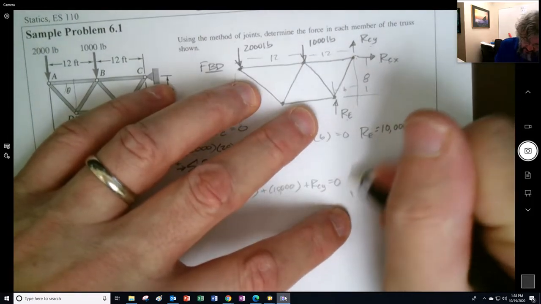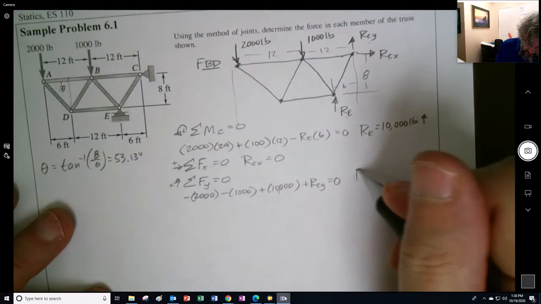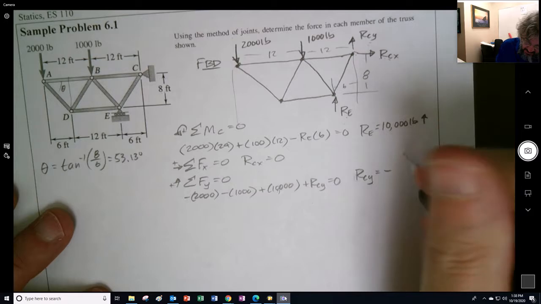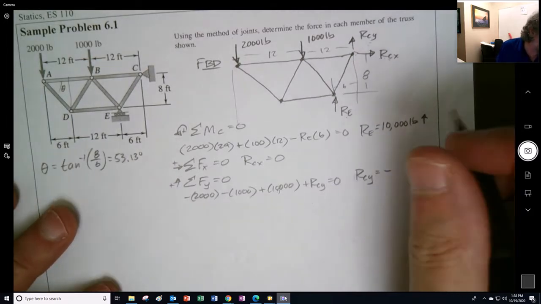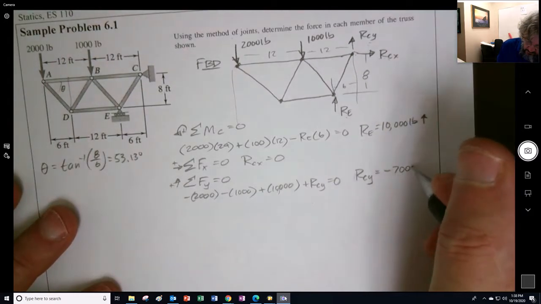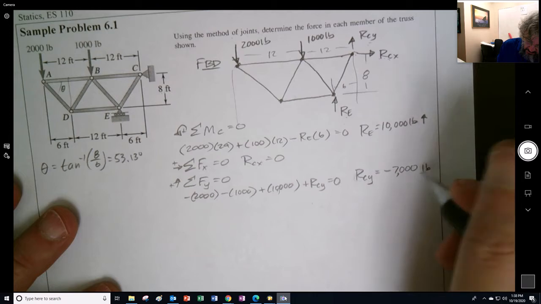I don't know why I started writing it C. RCY is a negative 7,000. Could have done that in our heads.